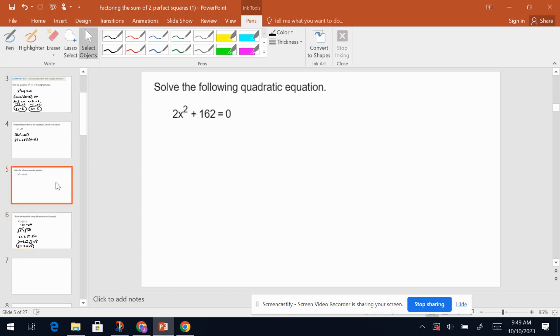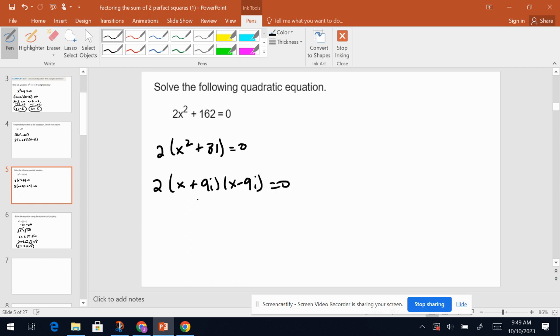Okay. Another problem here where it's an equal sign, so I can factor out a 2. It leaves me with x squared plus 81. You need to recognize that that is the sum of two perfect squares, so it's 2 times x plus 9i, x minus 9i. And then now I set any factor that has an x equal to 0. This does not have an x, so I leave it alone. So x plus 9i equals 0, x minus 9i equals 0.